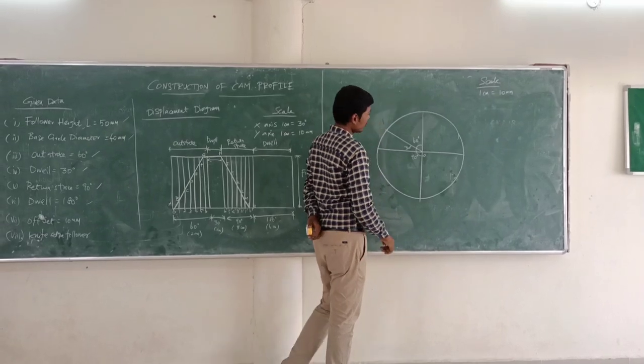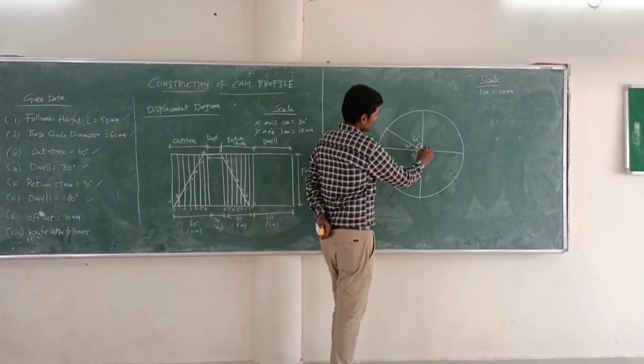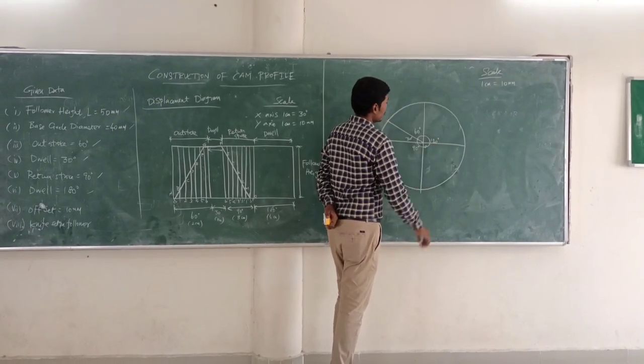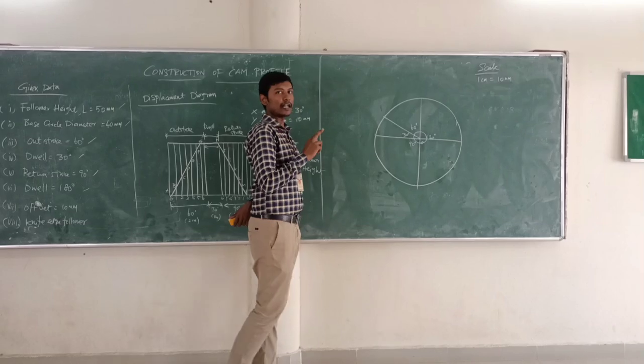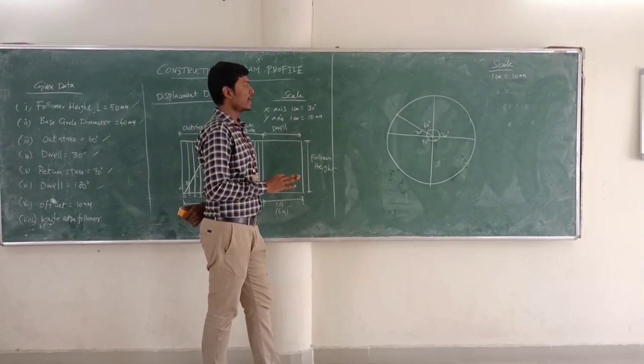So after marking the third portion, we are supposed to draw the fourth element. So the remaining value of dwell is 180 degrees. So this is the basic construction. We have to first draw the base circle, then mark the remaining four angles. Those are the basic steps.